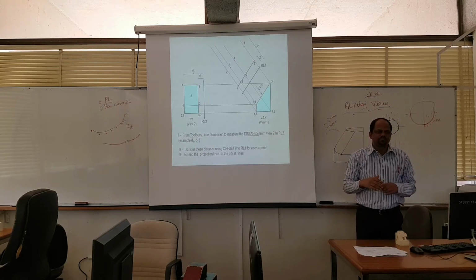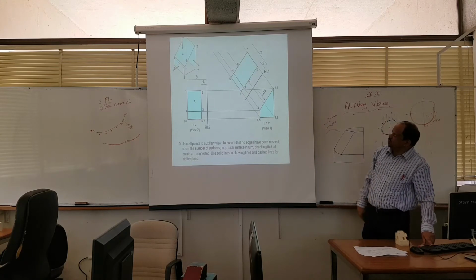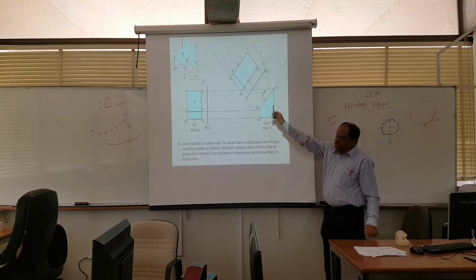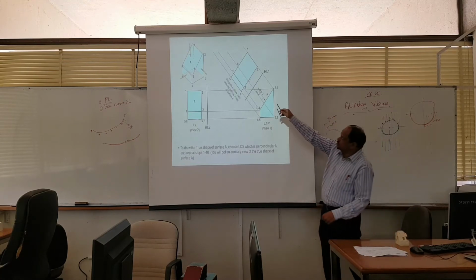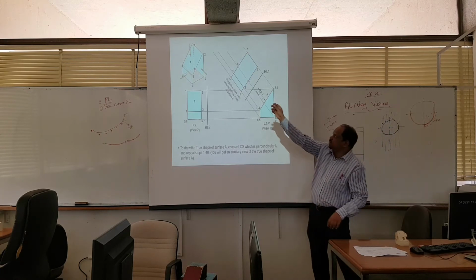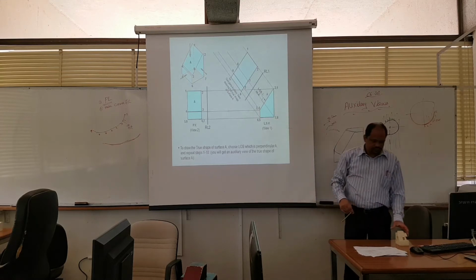Can we see the result? Yes. The next slide. See, I start joining 1, 2, 3, 4, 5, 6, 9. Now, 7 and 8, because it is behind the surface, I will join it like a hidden line. Is it? Because the line of sight is perpendicular to the inclined surface. Can you see that 7, 8?